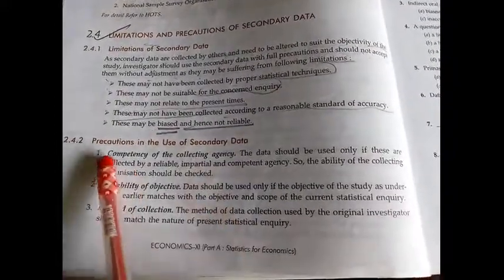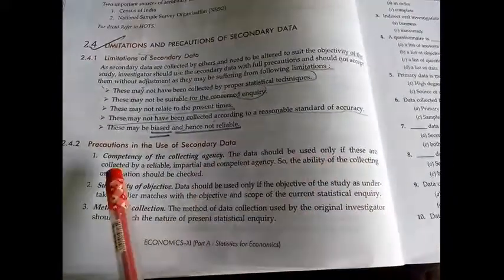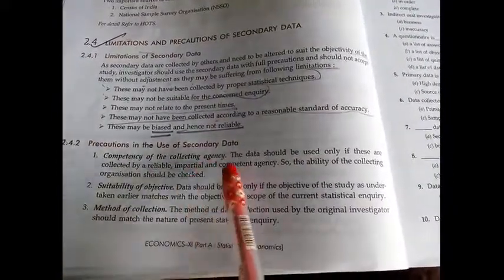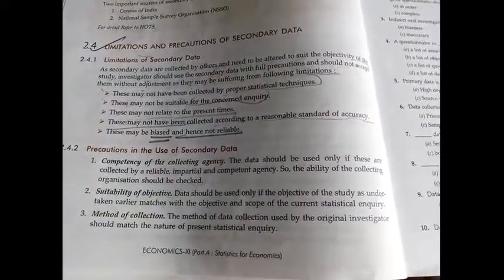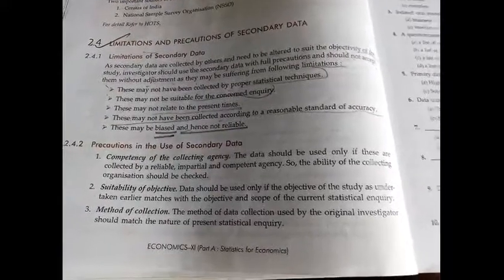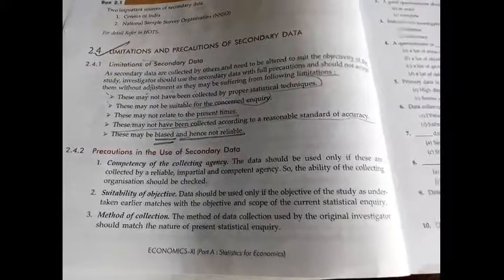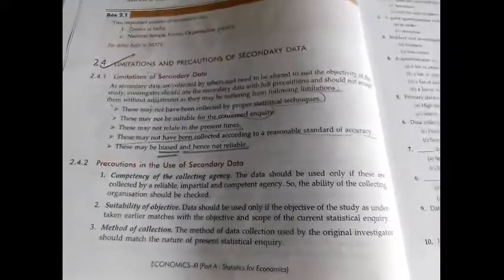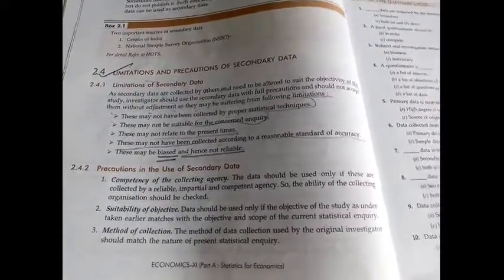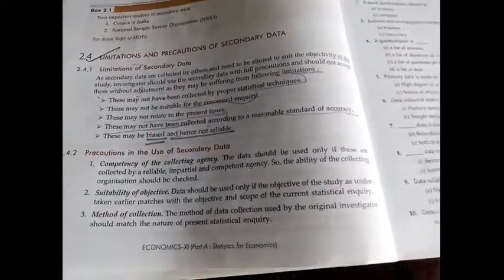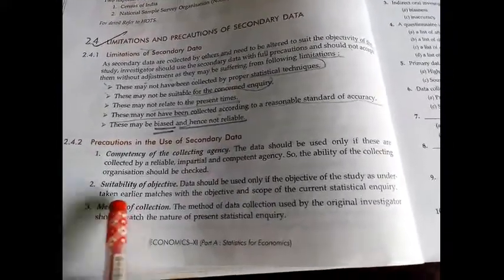First, competency of the collecting agency. The data should be used only if these are collected by a reliable, impartial and competent agency. So the first thing you will see whenever you collect data from some other person is whether that person is reliable or not, whether that person is a good person or not, whether that person has the capability to do this work very nicely. These things you have to judge first. What is the second thing you have to judge? Suitability of objective.